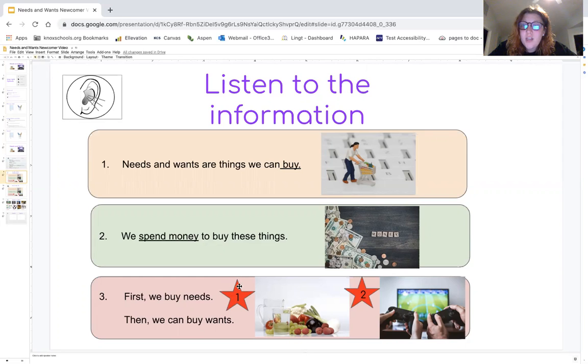So number 1 are the most important things to us: our food, our water, our clothes, our house, other important things like electricity or lights. And these are things that we have to buy first. Then, if we still have money, we can buy our wants: our video games, our toys, our games, our phones. But we have to buy our needs first because they are more important.